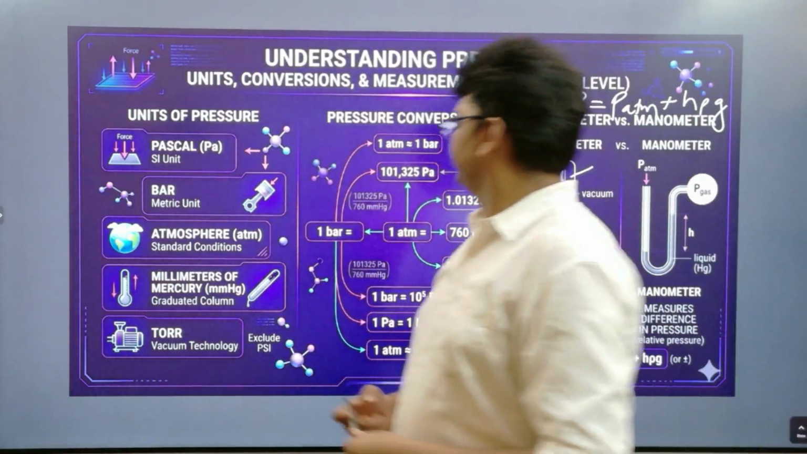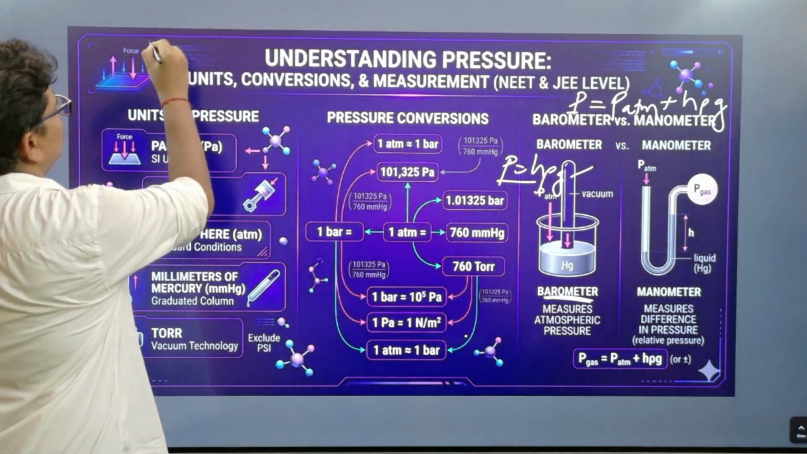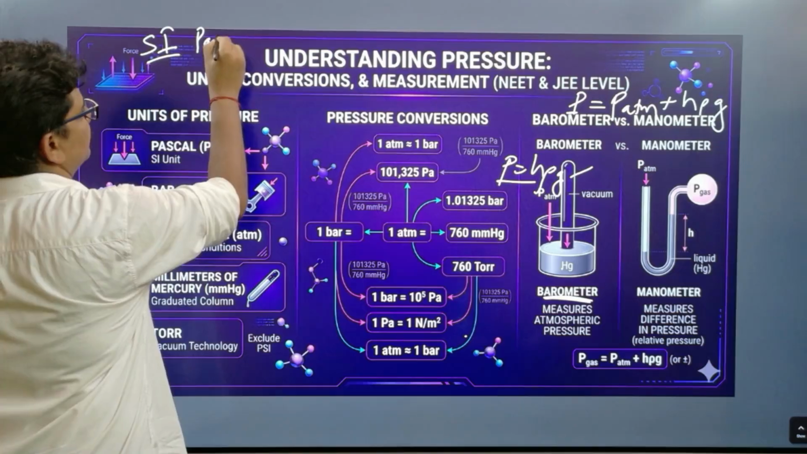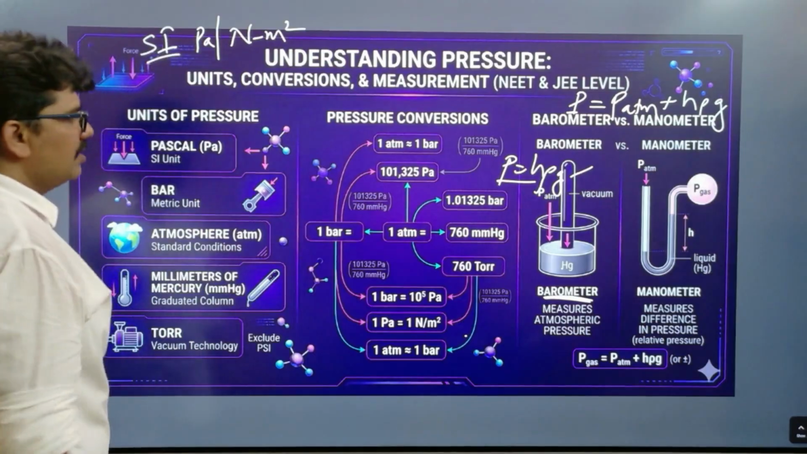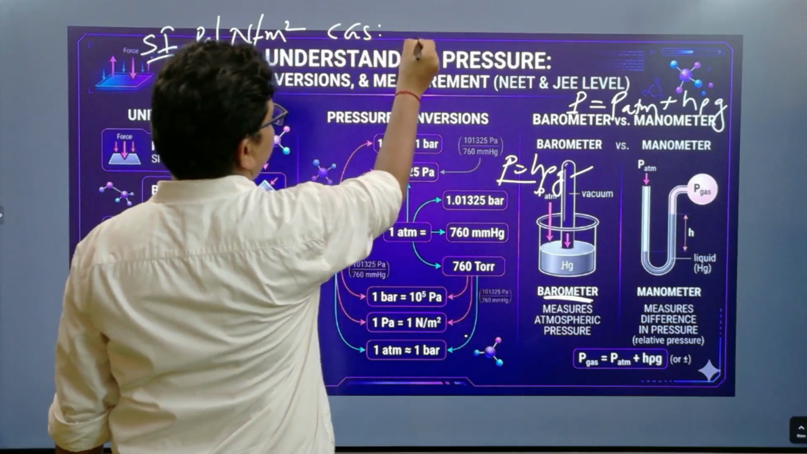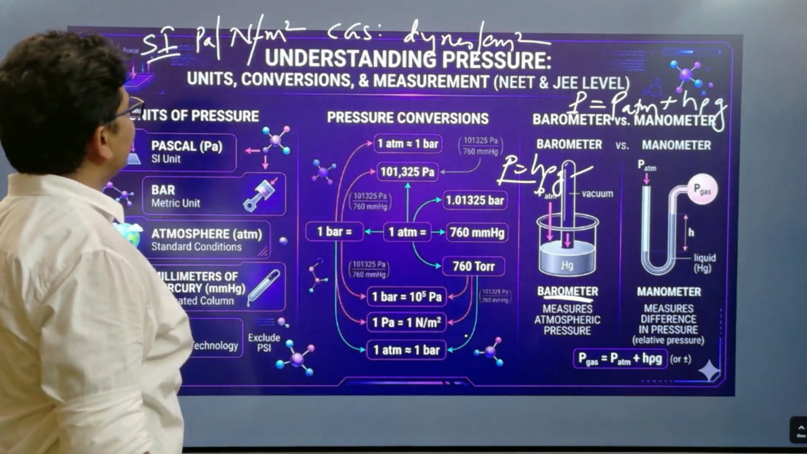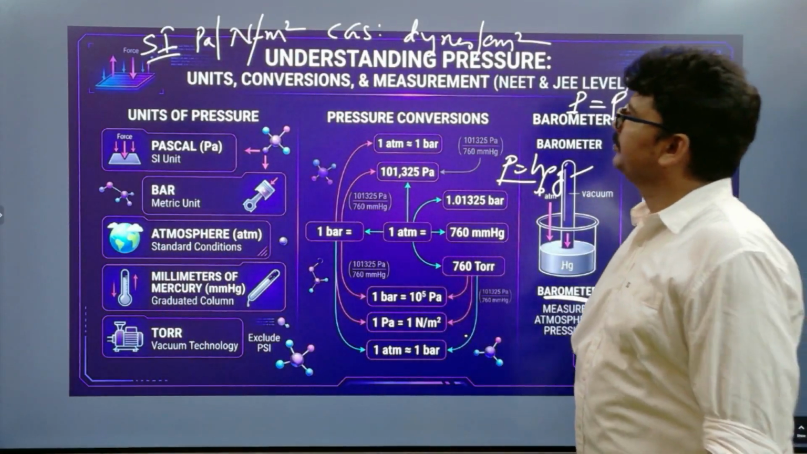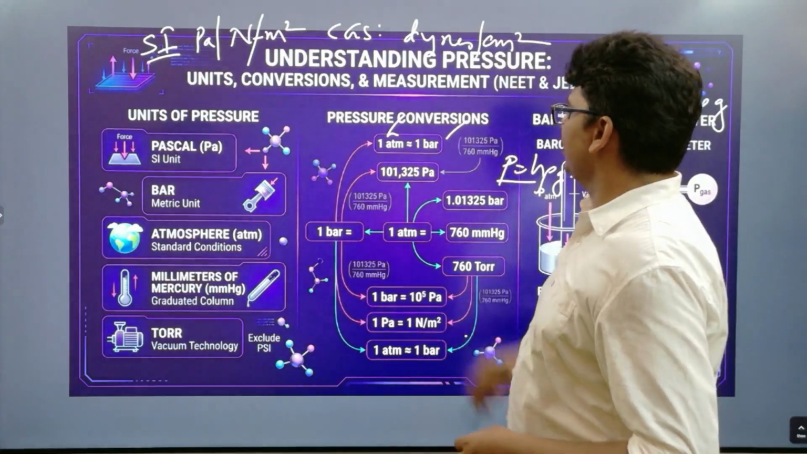Now pressure conversions. The SI unit of pressure is Pascal, or Newton per meter square. The CGS unit of pressure is dynes per centimeter square. Right. Common units: atmosphere and bar are common units.